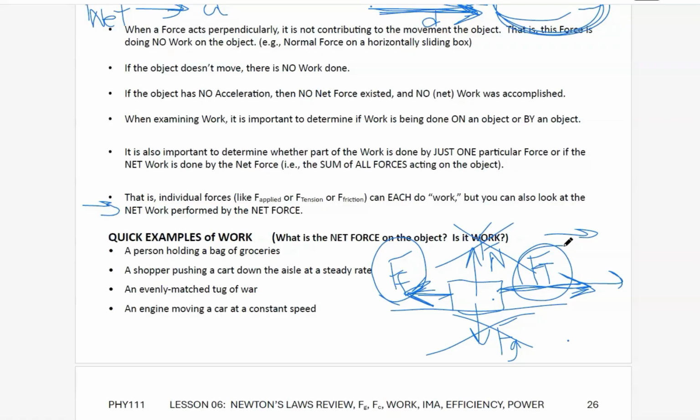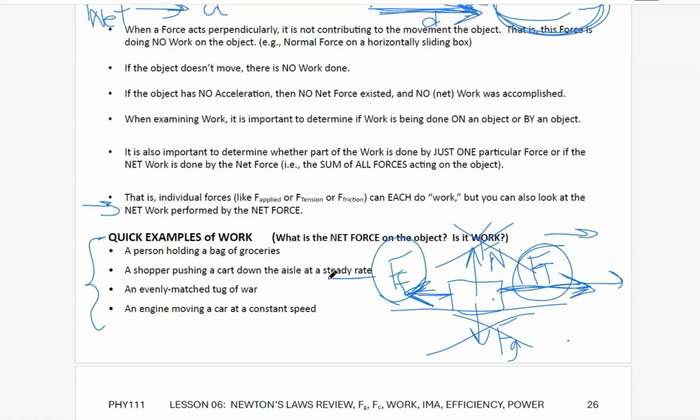Okay, so here are just a few examples of work listed here with little bullet points. A person holding a bag of groceries. Is that work? Well, they're holding the bag, they're lifting the bag against gravity, but they're not moving it anywhere. So there's no displacement, even though they're putting a force to hold it up. There's no displacement, so there's no work. A shopper pushing a cart down an aisle at a steady rate. Steady rate means a constant velocity. Constant velocity means no acceleration. No acceleration means no force, and therefore you can't have work.